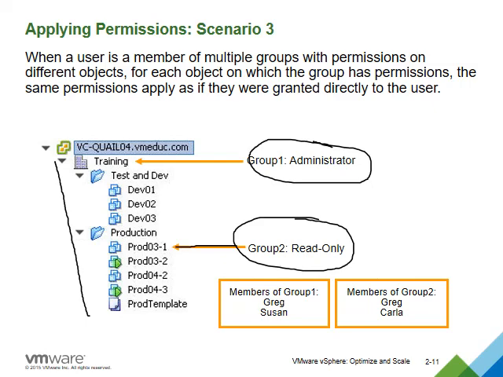Now, assume that Greg, which we have here in group 1 and group 2, is a member of group 1 and group 2. Greg has the administrative privileges on the entire training data center, meaning he can control it all at the higher level object, except for the virtual machine named prod 03-1, which is the lower level object. For this object, Greg gets read-only access because he is part of group 2 and has read-only access for this prod 03-1.